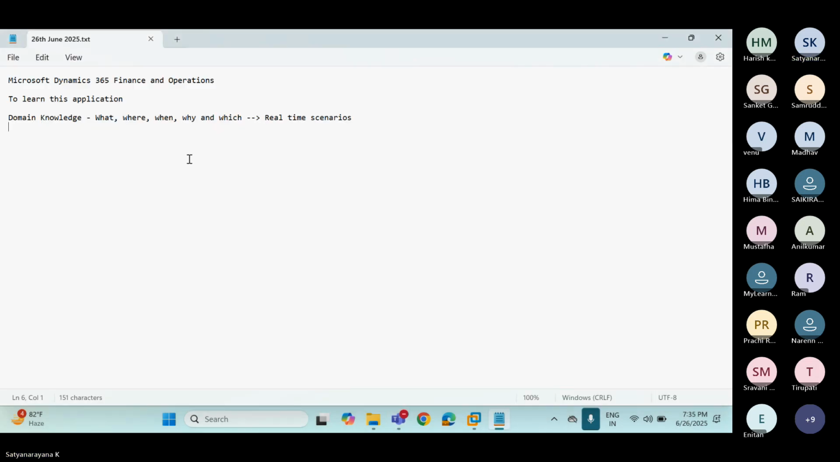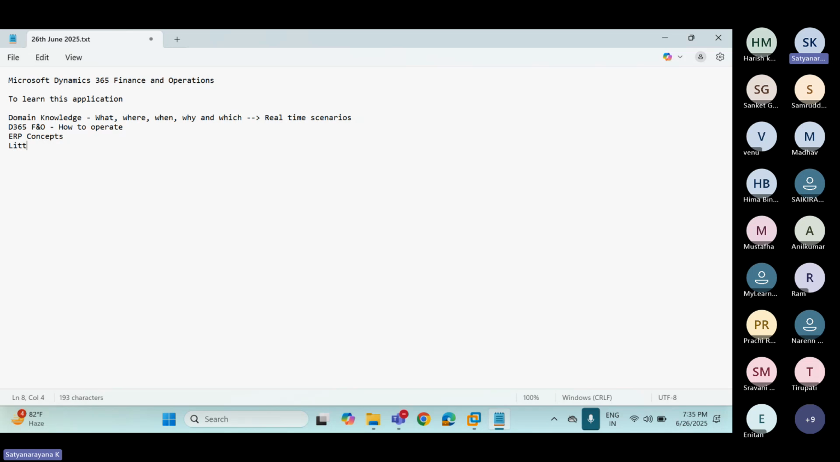Next, how to operate this D365 F&O application. The D365 F&O application, this ERP, then how to operate also we need to understand. Next, you need to have ERP concepts. What are these ERP concepts? I will explain you later.